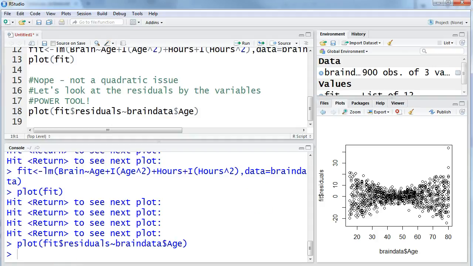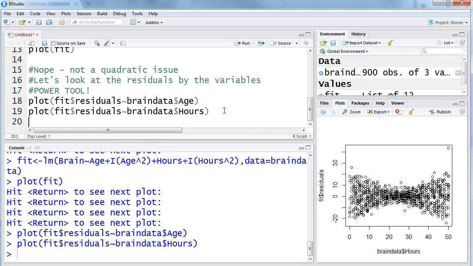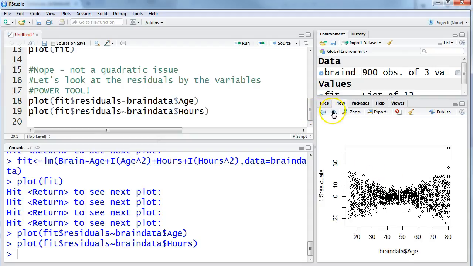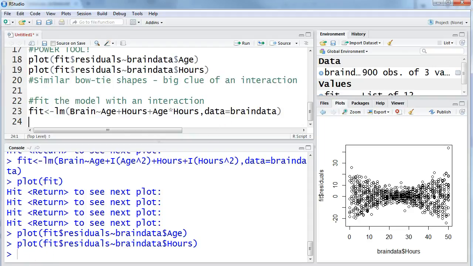Who could it be interacting with? Well, it's not exactly rocket science at this point. There's only one other variable for it to interact with. That's hours. Does hours have a similar shape? Yes. We see residuals on age and on hours both have a similar shape. That's a big clue.